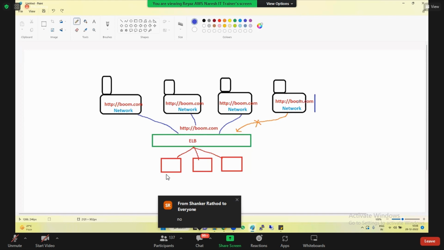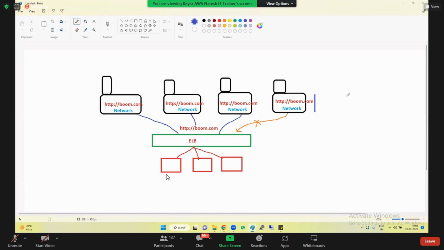So I raised a ticket with AWS, asking, hey, can you give me the IP address of the ELB? They purely said that the IP address of the ELB is not something we encourage. This is a service from AWS, there is no IP address. How to resolve this issue? This is the real-time problem that I faced. I haven't got any help from AWS.